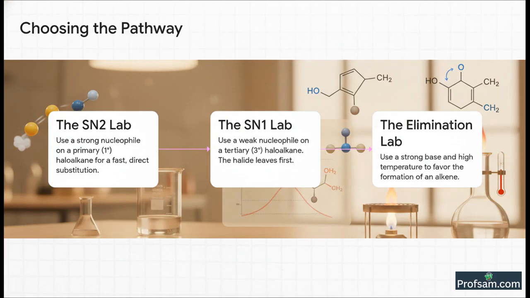Then we move to the SN1 lab. Here, we take a tertiary haloalkane and a weak nucleophile, like water. In this case, the halide ion leaves by itself first, forming a stable carbocation intermediate, which is then quickly captured. And on our third bench, the elimination lab, we change the game completely. We use a strong base and we increase the temperature. These conditions heavily favor the escape tunnel route, and instead of substitution, we form an alkene.